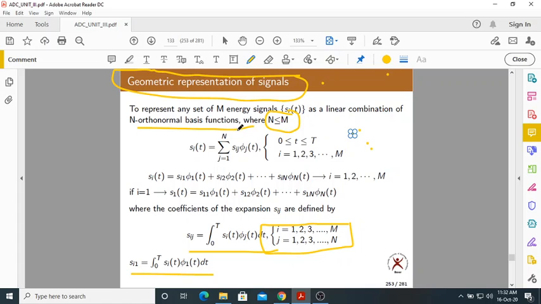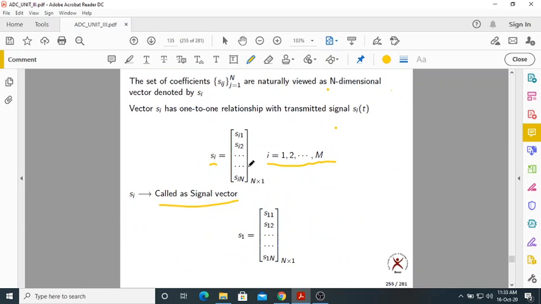Okay, I will take an example. So these are coordinates, these are axes. Phi j of t are the axes, and these Sij are the coordinates along those axes. I will take an example, but you just remember this signal vector.